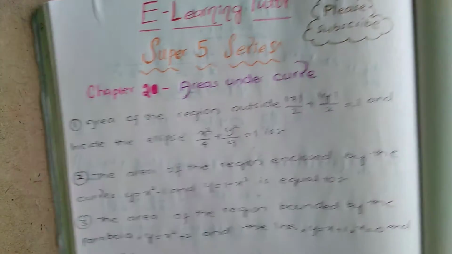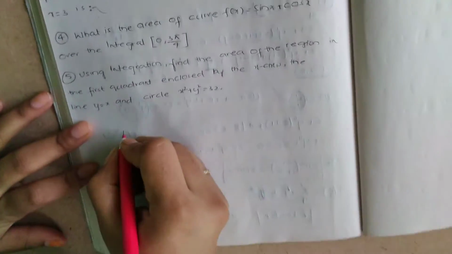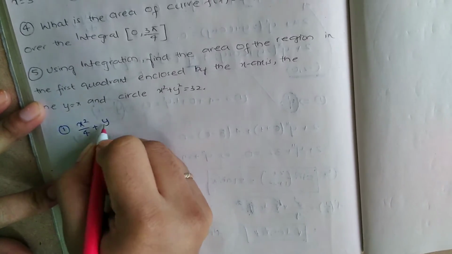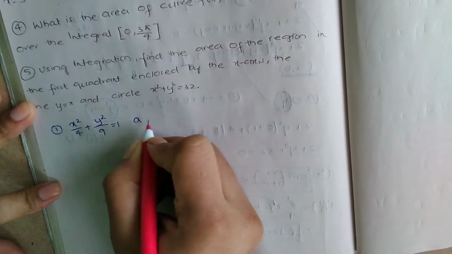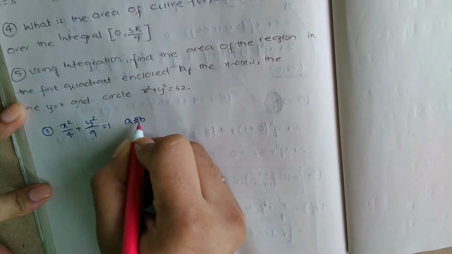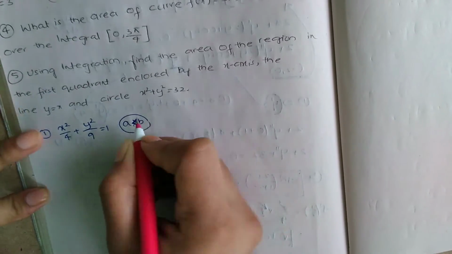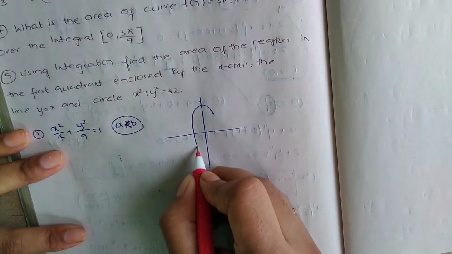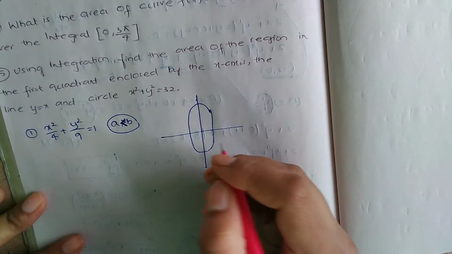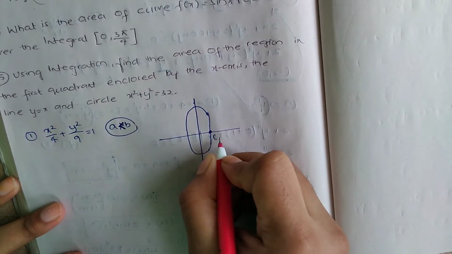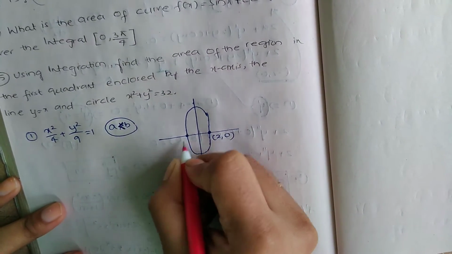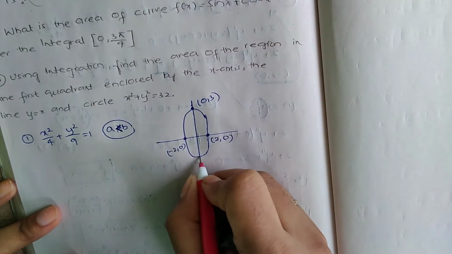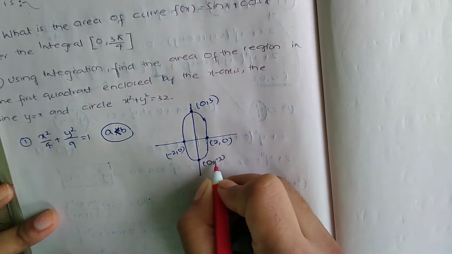Okay, this ellipse, x²/4 + y²/9 = 1. A is greater than b. Sorry, a is less than b. So how will this look? What will be these points? (2, 0), (-2, 0), (0, 3), (0, -3).